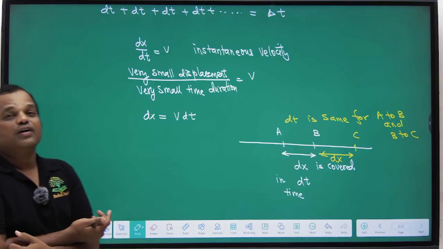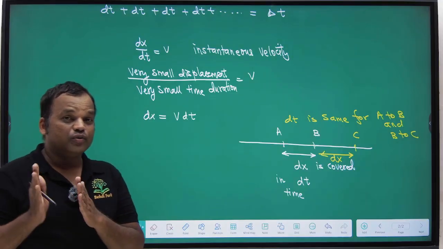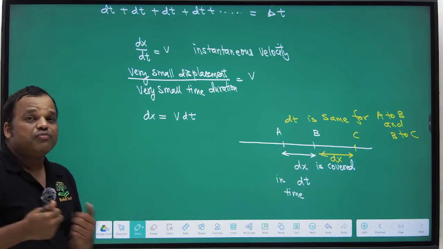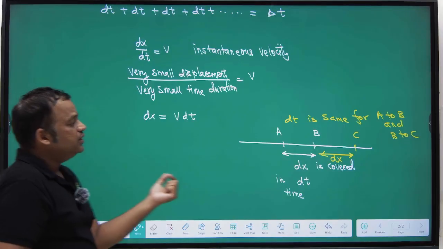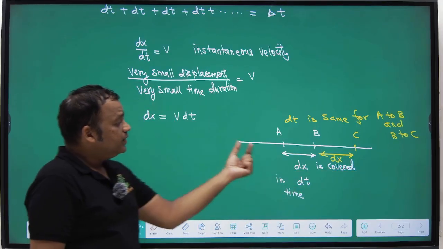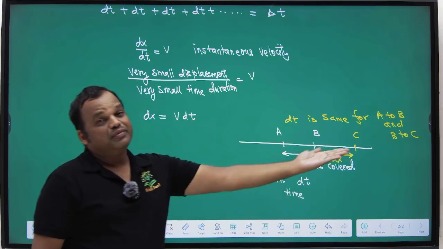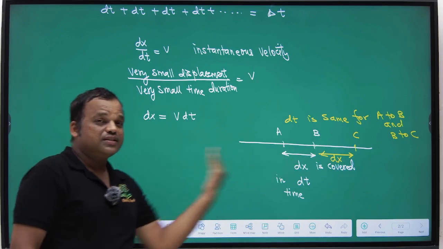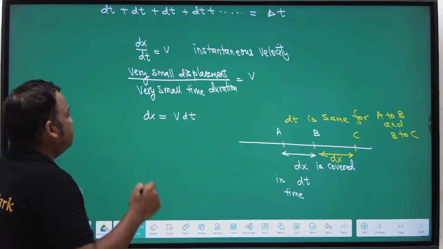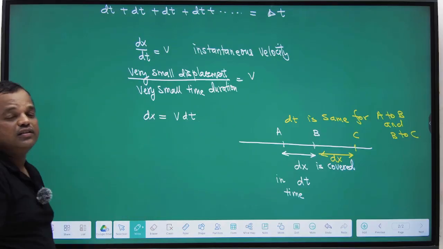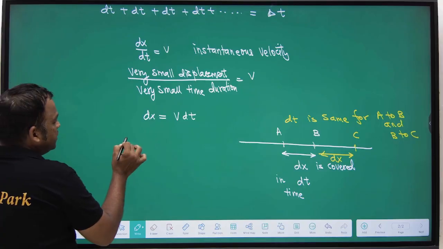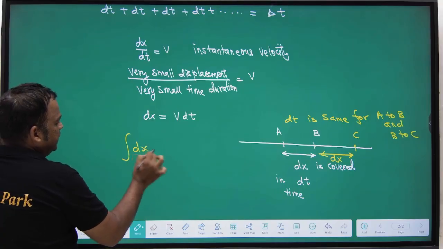But our work is to find the total displacement. Finding total displacement means you have to add all these dx. These dx can be positive, can be negative also. Suppose the velocity is towards the left side, then dx will be negative. So mathematically, how to represent the sum of all the dx? It is denoted like integration of dx.